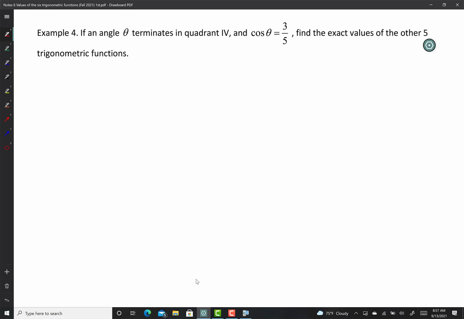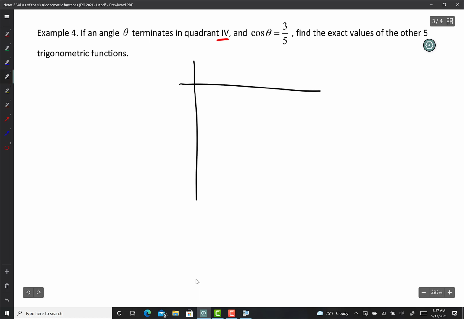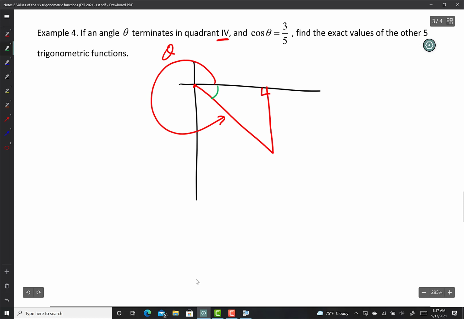Example 4. If an angle theta terminates in quadrant 4 and cosine is 3/5, find the exact values of the other 5 trig functions. Same thing, but now they're telling us a quadrant. So they're not giving us a coordinate, they're giving us a ratio and a quadrant. So exaggerate quadrant 4, and make a triangle in quadrant 4 like this. Here's the actual angle that they want, but we're going to use our reference to help us out.